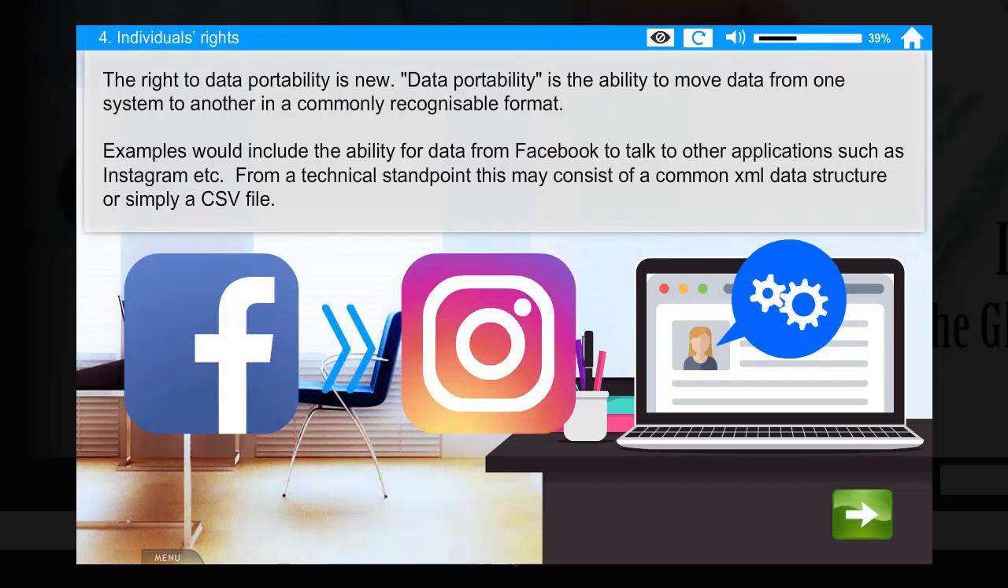The right to data portability is new. Data portability is the ability to move data from one system to another in a commonly recognizable format. Examples would include the ability for data from Facebook to talk to other applications, such as Instagram, etc. From a technical standpoint, this may consist of a common XML data structure or simply a CSV file.